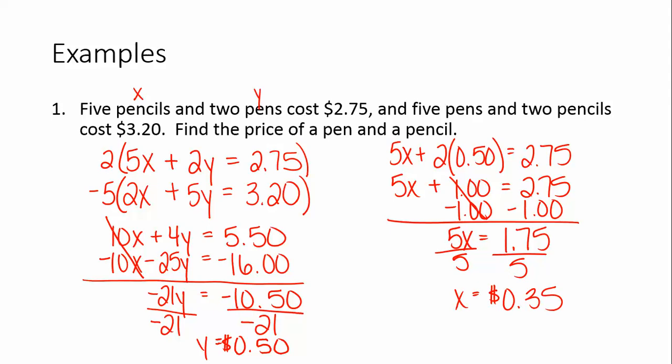Now, what we want to be careful of is that this is not the answer to the problem. It asks to find the price of a pen and a pencil. So I would expect you to write that a pen costs X amount of money and a pencil costs X amount of money. So remember, pen was Y, pencil was X. So a pencil costs 35 cents.